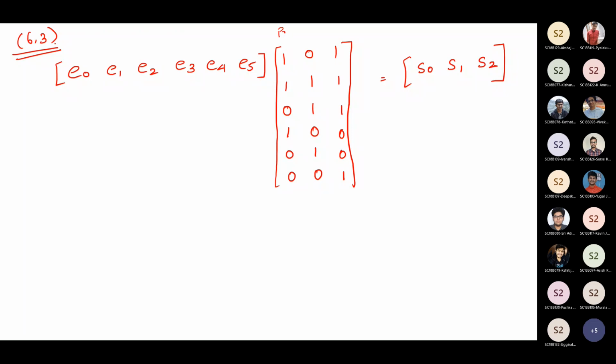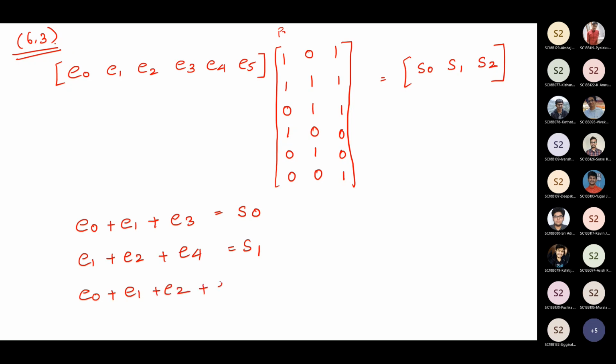So now if I multiply these equations, E0 plus E1 plus E3 will be equal to S0. Next one, E1 plus E2 plus E4 will be equal to S1. Next one is E0 plus E1 plus E2 plus E5 will be equal to S2.